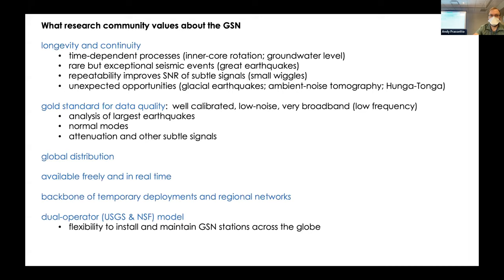Next. The global distribution of stations is critical, and our community values that the data are available freely, open access, in real time. In many cases, GSN stations serve as the backbone of a temporary network or a regional network, since other stations should be calibrated relative to something of high quality that has a long history. And the community values this dual operator mode, where the USGS operates about 2/3 of the network, and NSF operates the other 1/3. It allows a certain flexibility in installing and maintaining GSN stations in a wide variety of geographic and geopolitical situations. Many other global networks are not operated by a government agency, but by a university or some other non-government institution.